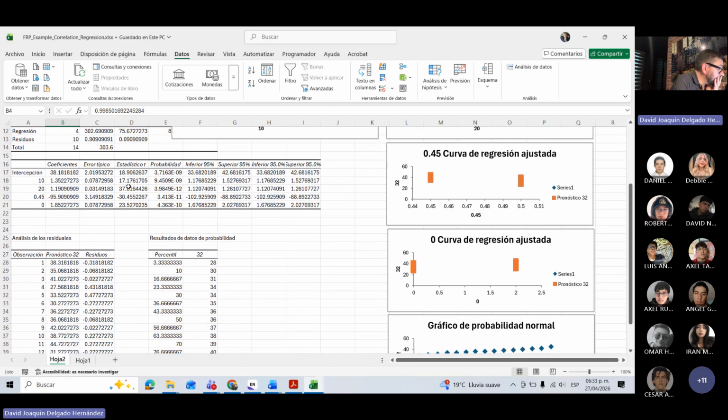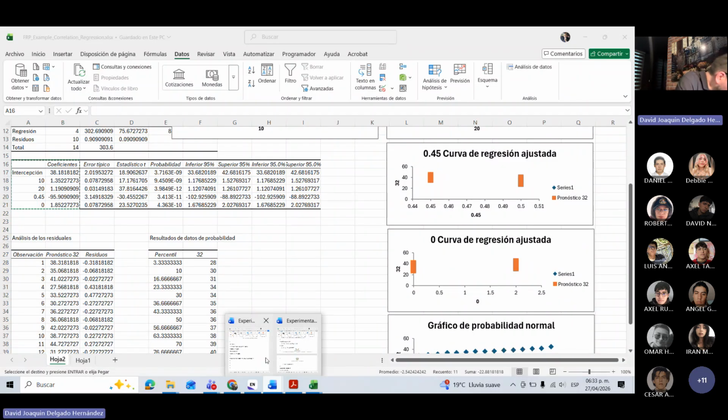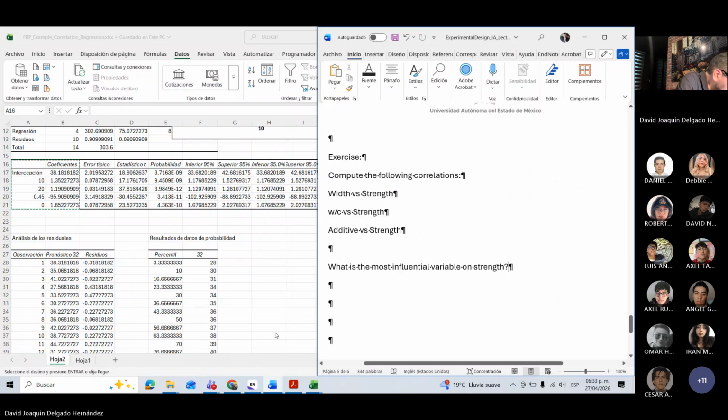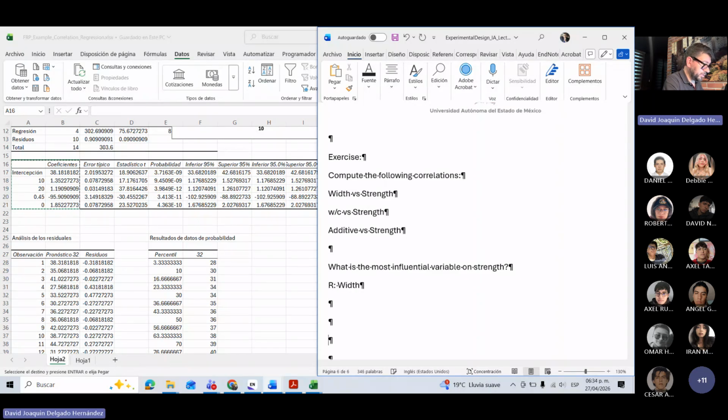And here you can have the formula for this. So let me copy this. Control C. And I am going to put it here. Here the most influential is the width. The response to this previous exercise is the width. So response is the width. Okay, but let us now move.